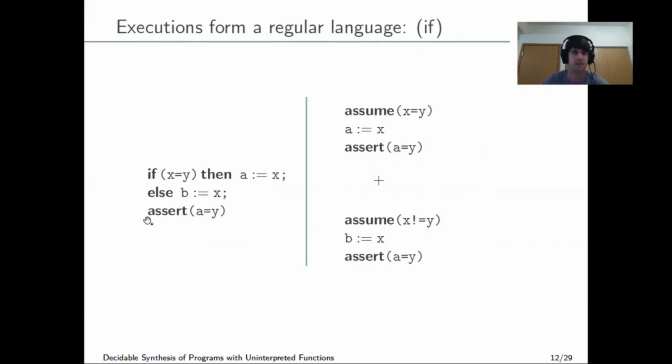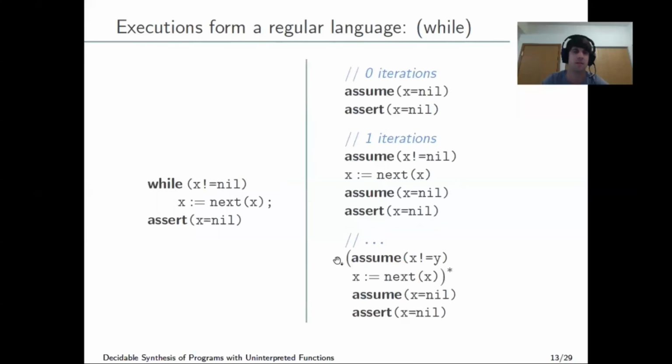Take as an example the if then else program on the left here. It generates 2 executions. The one on the top corresponds to taking the then branch, so assuming that the guard is true, then branch, and then the assertion after the if then else. And on the bottom, the execution for going into the else branch, you assume the guard is false, else branch, and then the assertion.